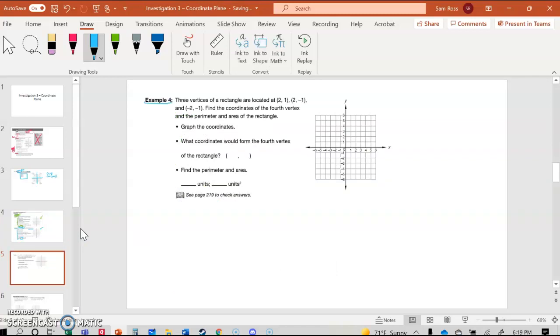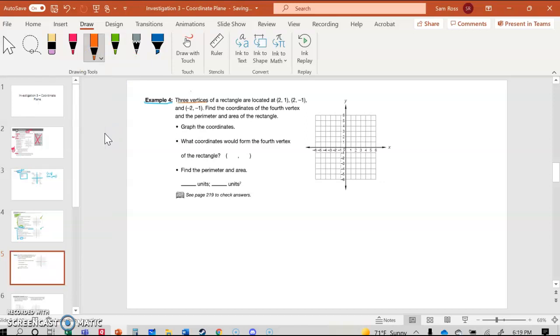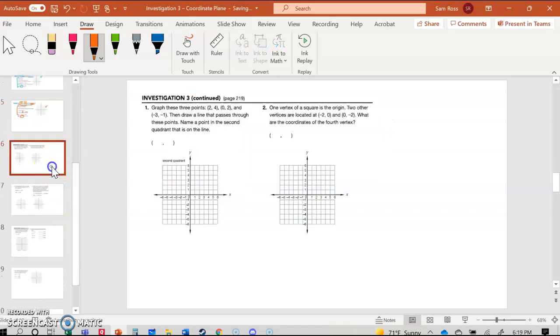Okay, and then example 4, let me get a different color. 3 vertices, fancy word for corner, of a rectangle, so we know it's kind of shaped like thus, are located at these 3. You're supposed to find the 4th corner, the perimeter and area. It explains how to do that here, and then you can go here to check your answers. So we need to fill this out, and I need to see a rectangle there.